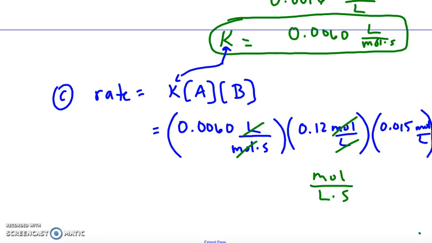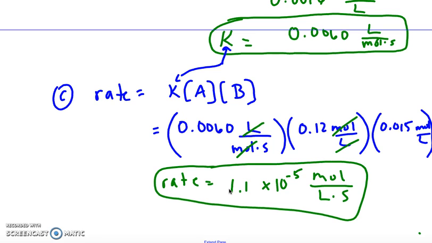And what you will see then is that your calculator gives you a number 1.08. We're going to reduce that down to 1.1 to reflect the correct number of significant figures. So this is going to be 1.1 times 10 to the negative 5th moles per liter per second, and that's going to be the new rate at those new initial conditions.